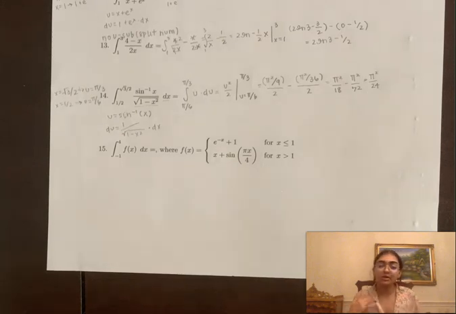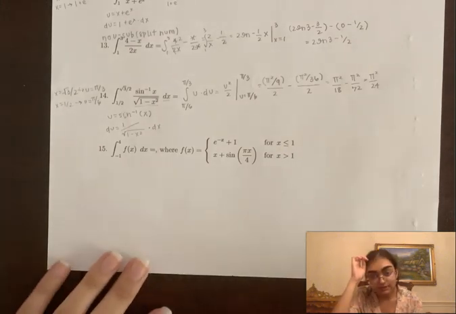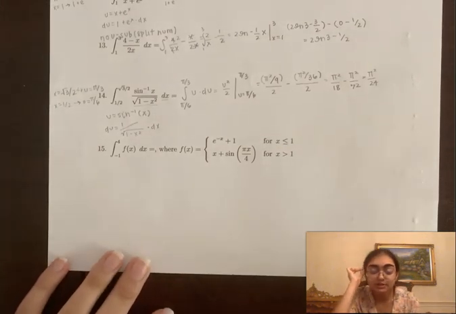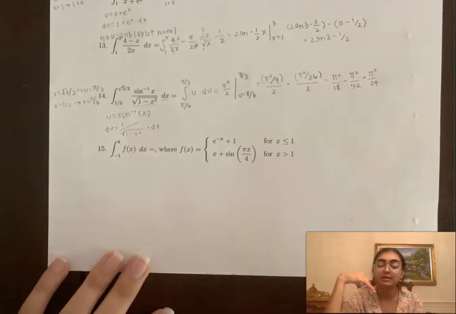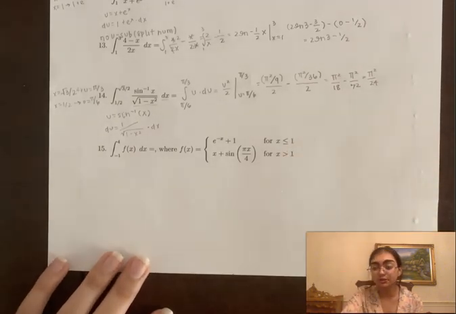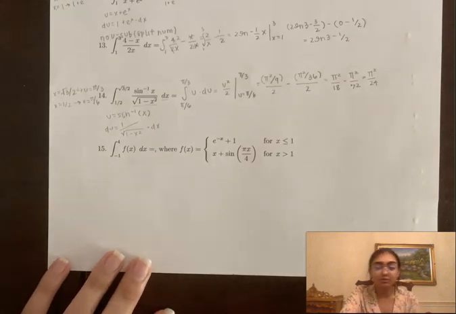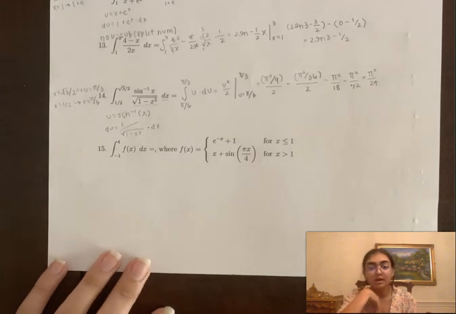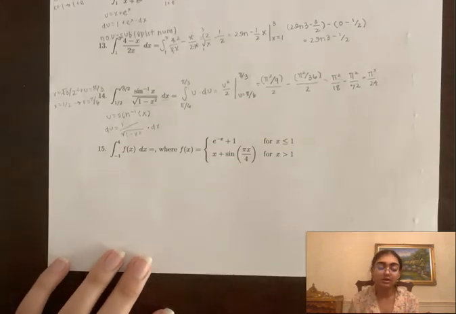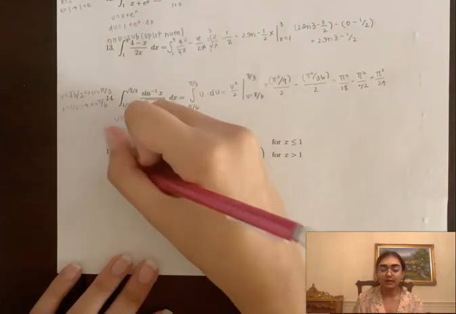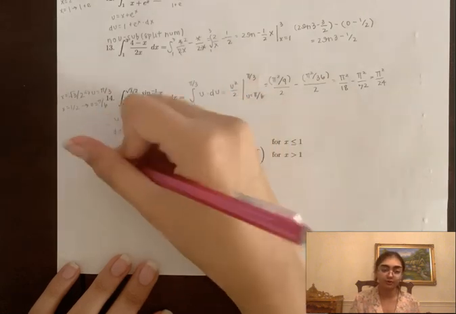How do we decide which integral goes with which function? Well, since e to the negative x plus 1 is for anything that is less than or equal to 1, that one is actually going to be in our integral that goes from -1 to 1. If we look at the other one, x plus sine pi x over 4, that function is for whenever x is greater than 1. So that's going to be in our integral that goes from 1 to 4.